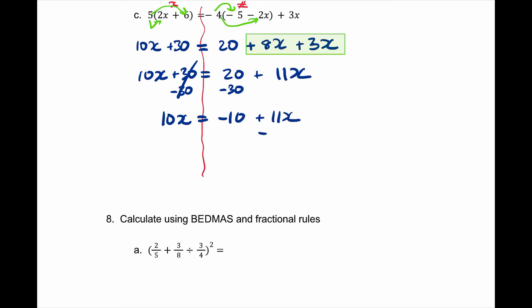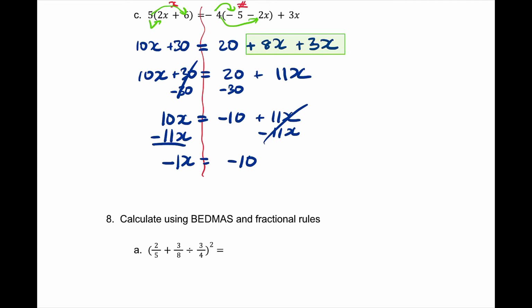So what am I going to do? Subtract 11x, and that's going to cancel that. Keep things balanced by subtracting 11x. And what do I have left? I've got a negative 1x equals negative 10.